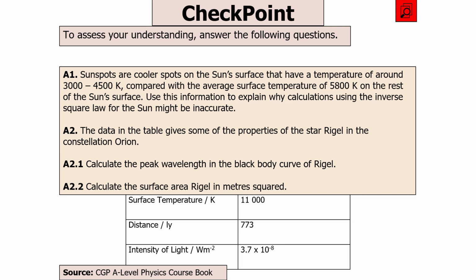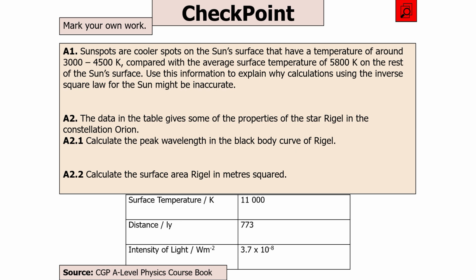The next question says, sunspots are cooler spots on the sun's surface that have a temperature of around 3000 to 4500 Kelvin compared with the average surface temperature of 5800 Kelvin on the rest of the sun's surface. Use the information to explain why calculations using the inverse square law for the sun might be inaccurate. The data below gives some of the properties of the star Rigel in the constellation Orion. Calculate the peak wavelength in the blackbody curve of Rigel and calculate the surface area of Rigel in meters squared. So pause the video now, then unpause the video when you want to go through your answer.